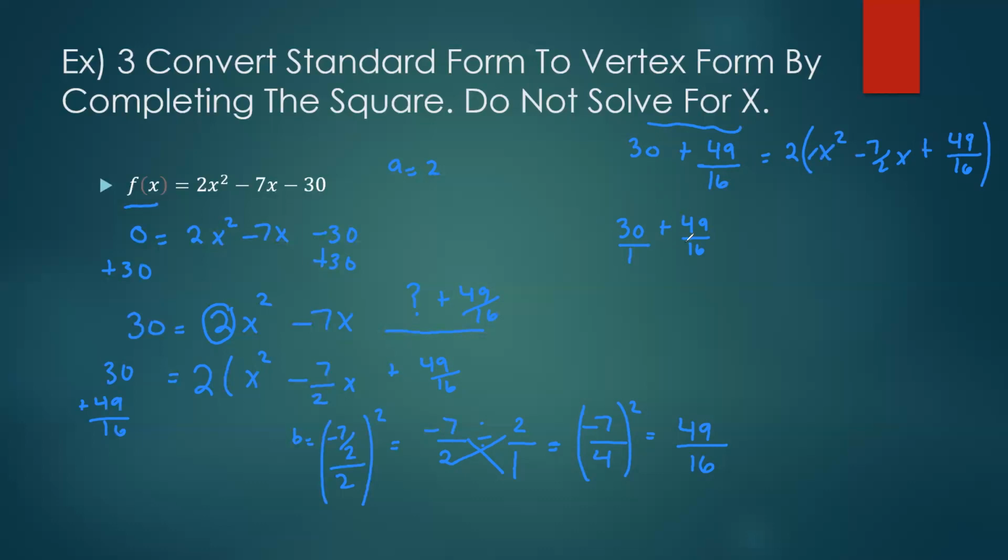What's 30 plus 49 over 16? When you're adding fractions, you need a common denominator, so you're going to multiply this top and bottom by 16. So 16 times 30 is 480. 480 plus 49 is 529.